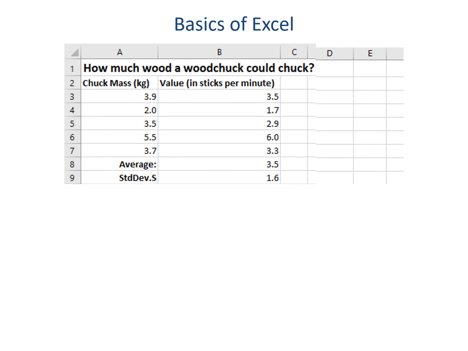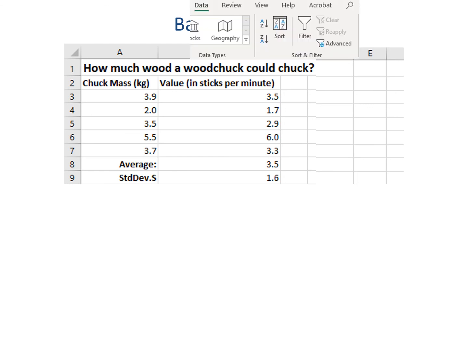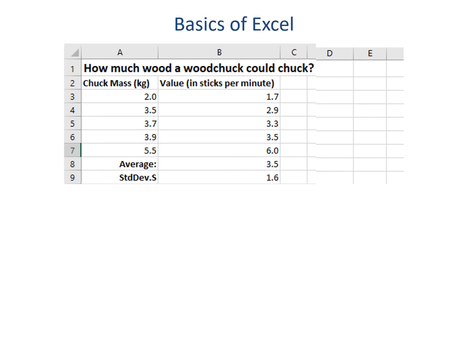That's better. I also want to see if there's a relationship between mass and wood that a woodchuck could chuck, so I want to sort the data. Turns out there's an entire menu selection for data, and if I click on it, there's a section for sorting and filtering. I don't want to remove any data, that doesn't sound ethical, so I'm just going to click this button that sorts in an ascending order.